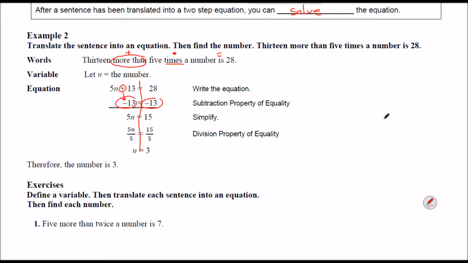And then we know anytime we have a number in front of our variable, we want to divide, because technically there's multiplication between the 5 and the n. So we're dividing each side by 5. On the left, that cancels out to give us 1n, or just n by itself. And then on the right side, 15 divided by 5 is 3.